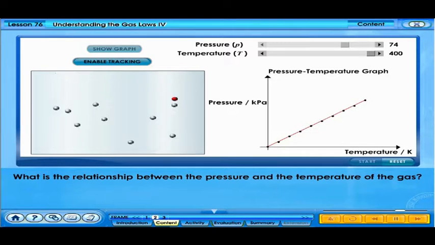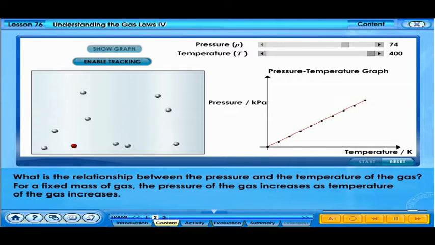What is the relationship between the pressure and the temperature of the gas? For a fixed mass of gas, the pressure of the gas increases as the temperature of the gas increases.